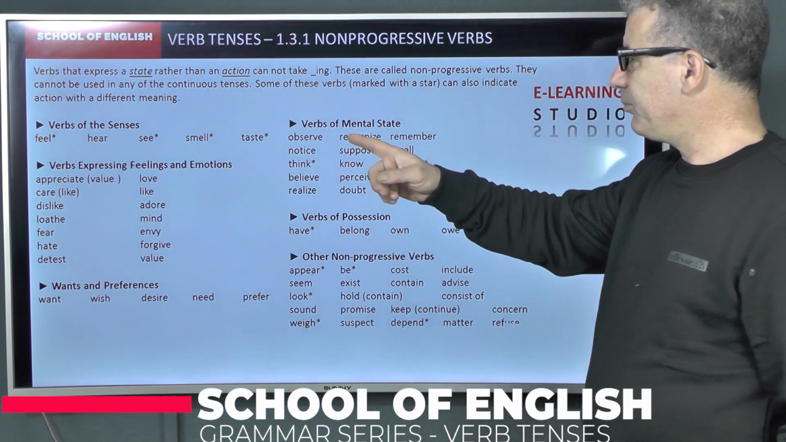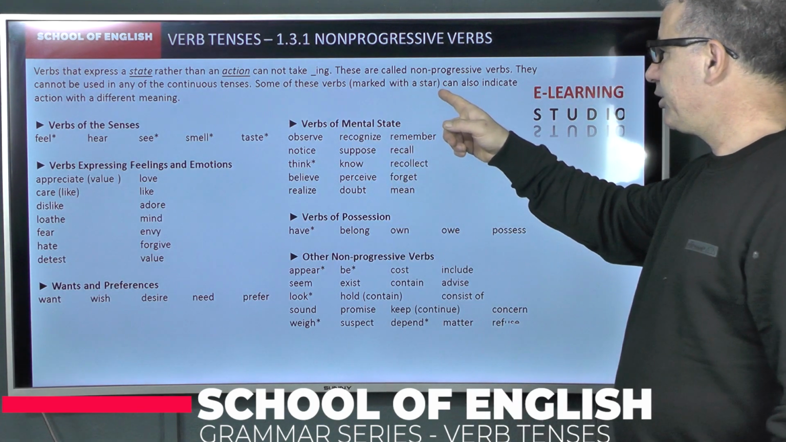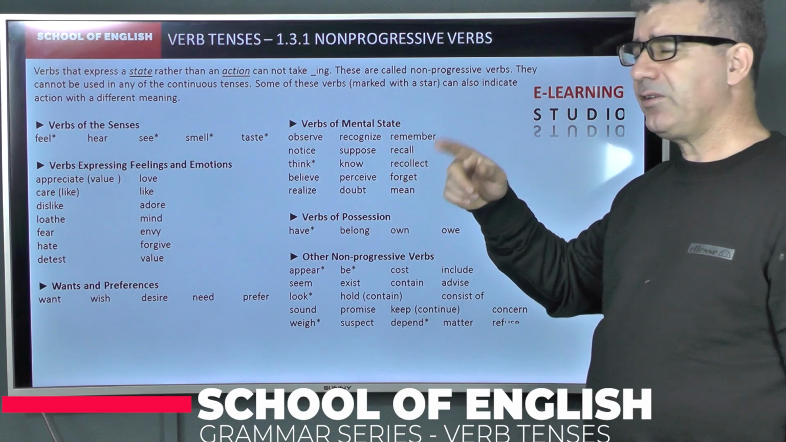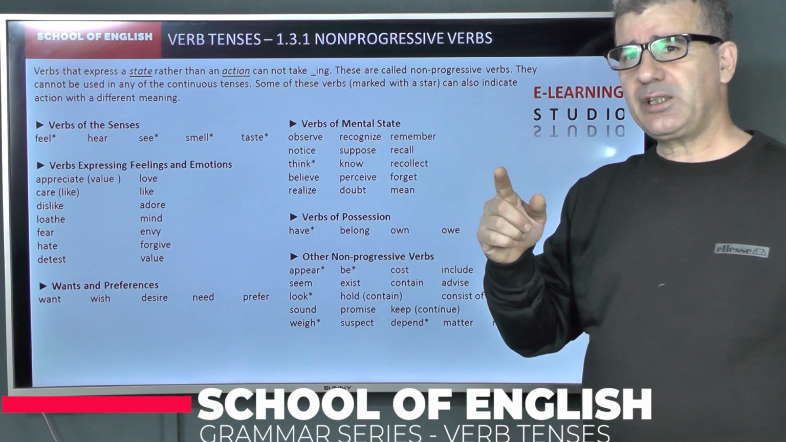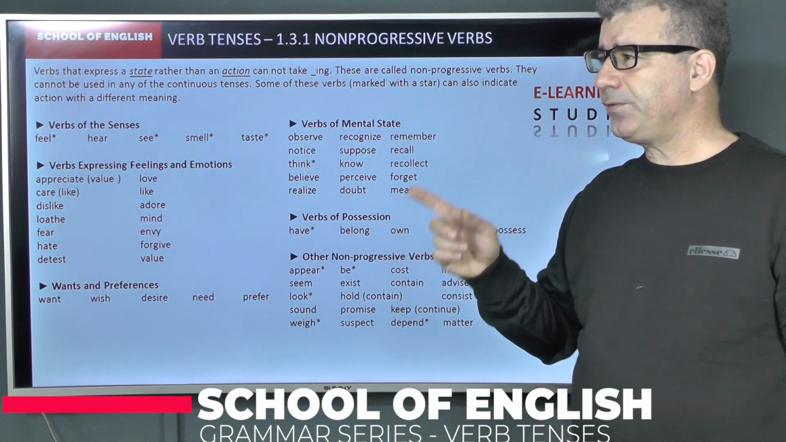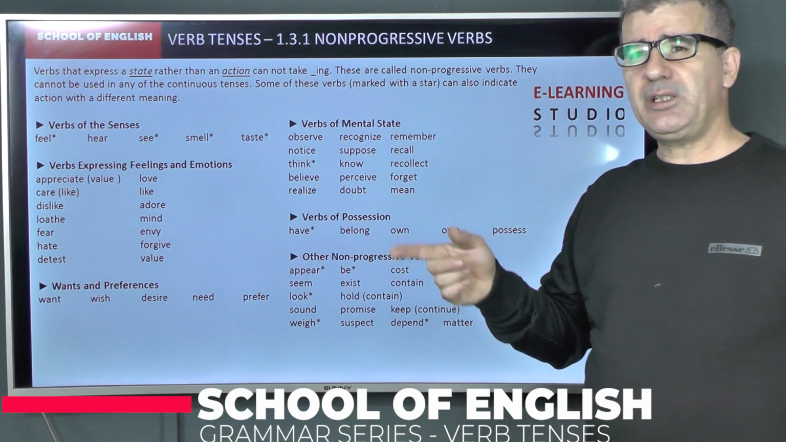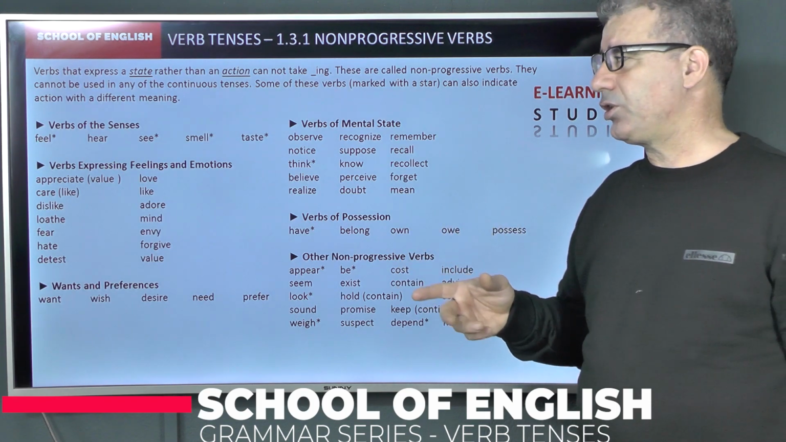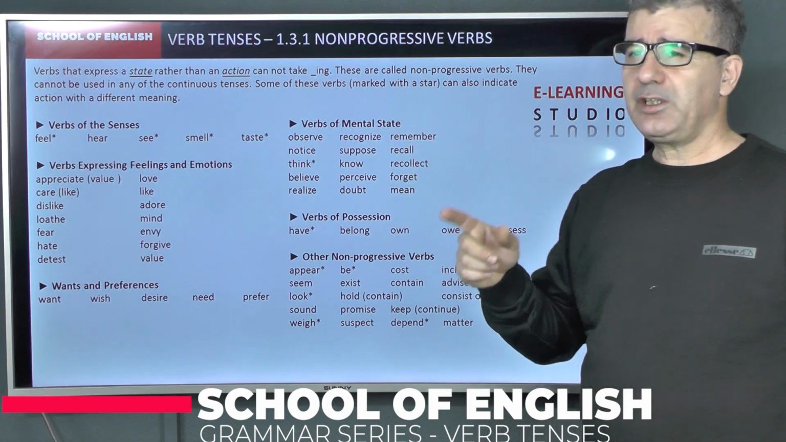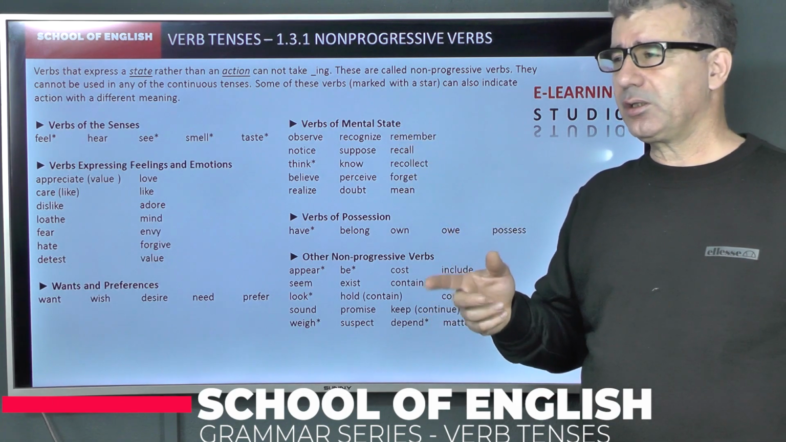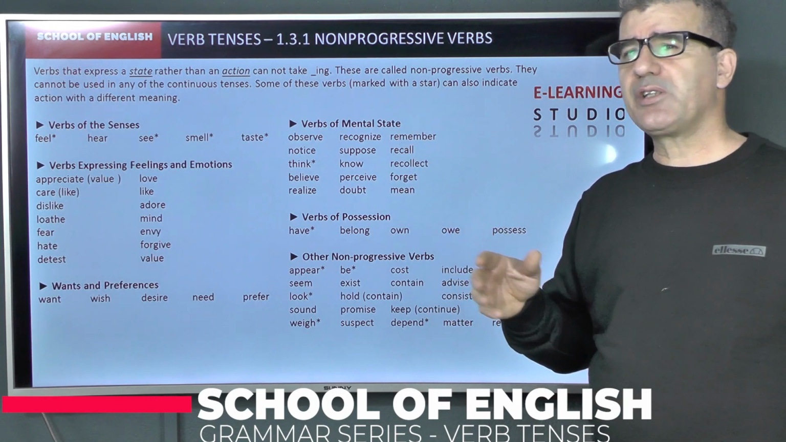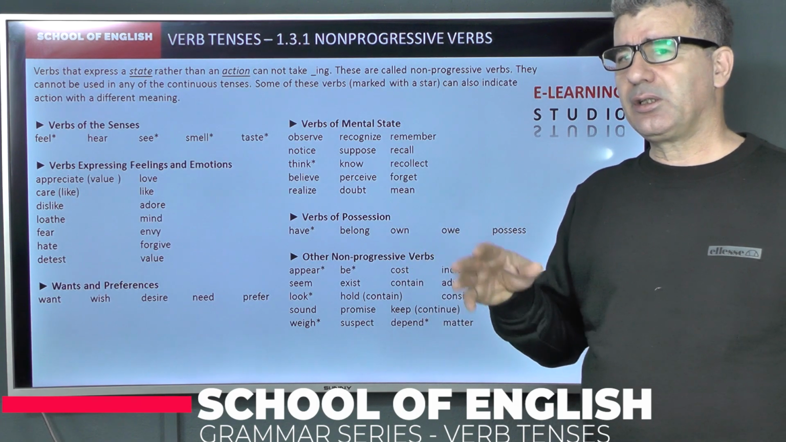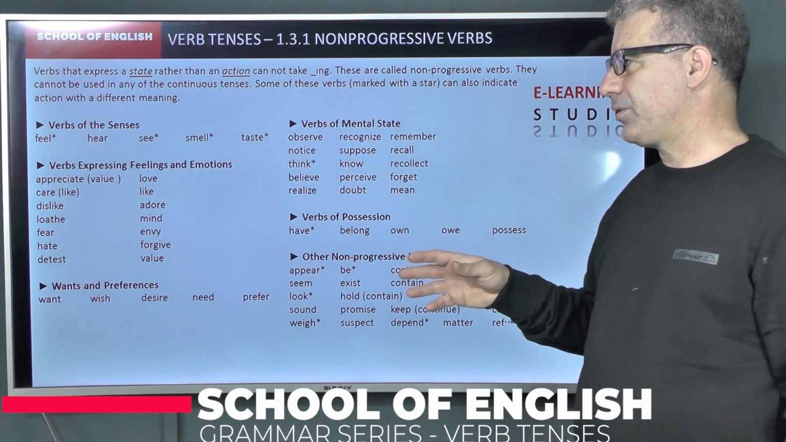But there are some verbs marked with a star. These verbs may have another meaning that indicates action. So, if they are used with the meaning that indicates action, they can be used with verb ing. But if they are used with their original meaning, I mean the meaning that they express state, then we cannot use them with verb ing. Let's have a quick look at this list.